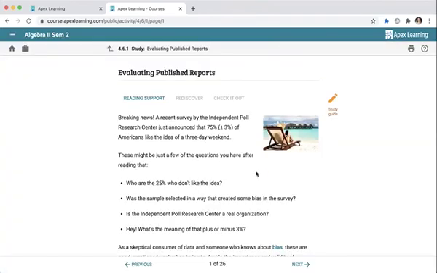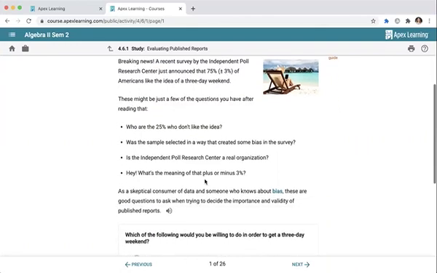This one I super love because it's talking about things that other people have reported out. So looking at them with kind of a critical eye here. All right, so for example, it says a recent survey by the Independent Poll Research just announced that 75% plus or minus 3% of Americans like the idea of a 3-day weekend. Okay, so immediately when you read that, you might have some questions like, who's the 25% that don't like the idea, right? Or I always ask, well, who the heck did they ask for this survey? How did they get that number?